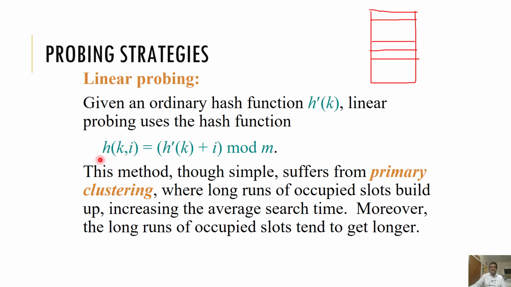So this is the functional form, this is the probe sequence. The 0th probe is based on the original hash function. We choose an ordinary hash function, which is h prime of k.